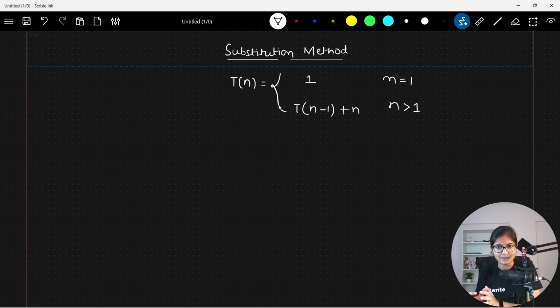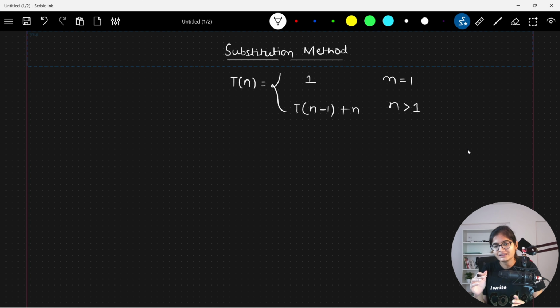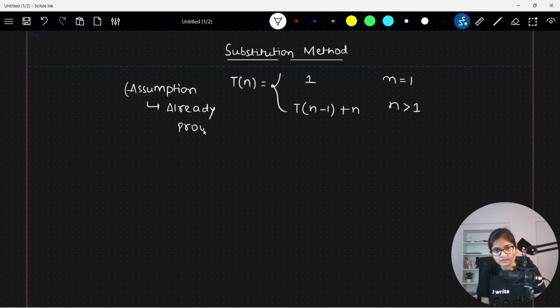Once we are able to write any code, I will show you how we can get any recurrence relation. But as of now, just focus on this question: given any recurrence relation, take it as an assumption that this recurrence relation is already provided to you. Now, this is the assumption that we have.